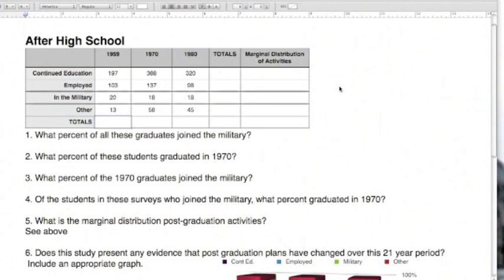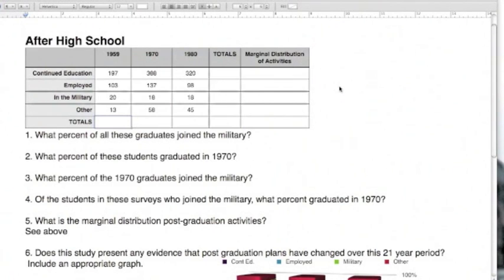The situation is that you have three graduating classes and a survey that asked each graduating class, what was your activity after high school? We have continuing education if they went on to other college, if they went into the workforce, if they went into the military, or they had some other activity. First question says, what percent of all these graduates join the military?